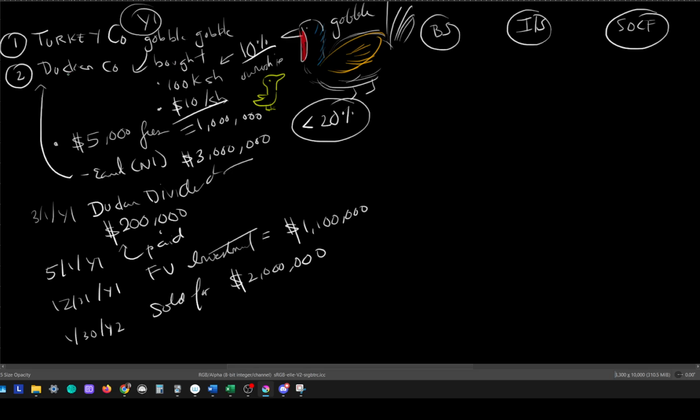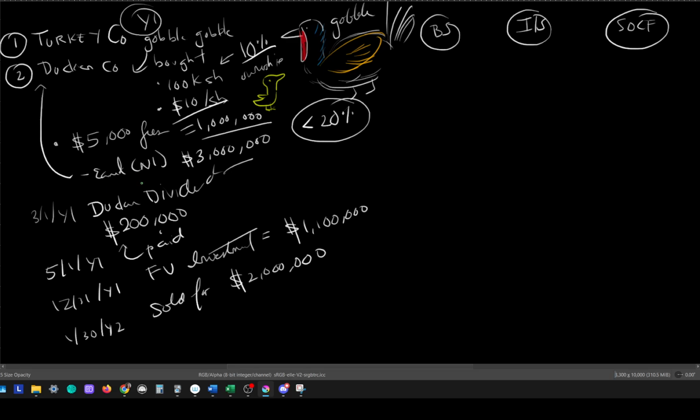So, anyways, suppose that Turkey Company acquires an investment in Duckin Company, and that investment represents only 10% ownership of all of Duckin's available stocks. And the price that was paid by Turkey was 100,000. Sorry, it was total of $1 million paid for 100,000 shares at $10 per share. So that's the total amount paid of $1 million. While we were making that transaction, Turkey had to pay $5,000 in brokerage fees.